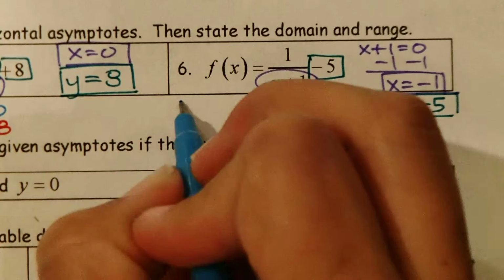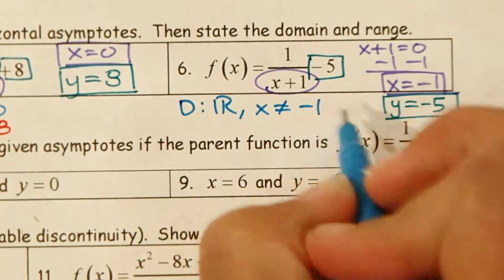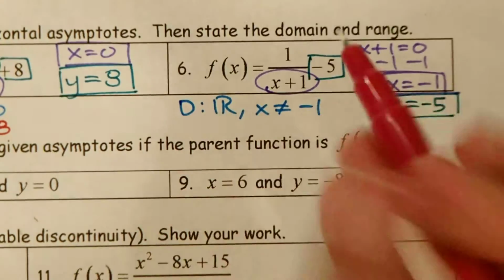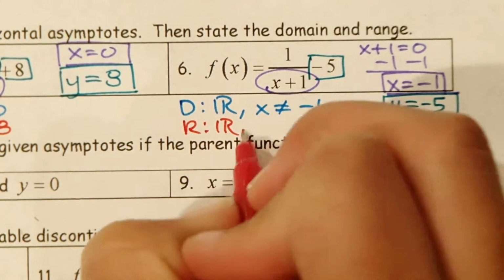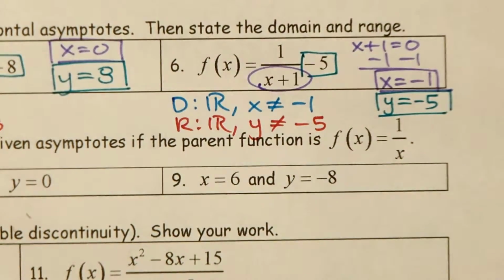The domain will be all real numbers, except x cannot equal -1, where the asymptote is located. And the range will be all real numbers. y cannot equal -5, where the horizontal asymptote is located.